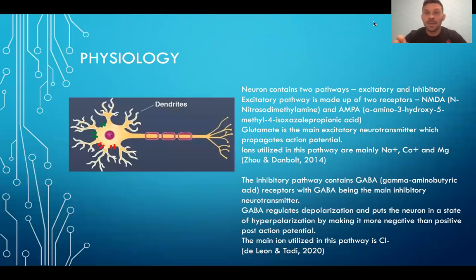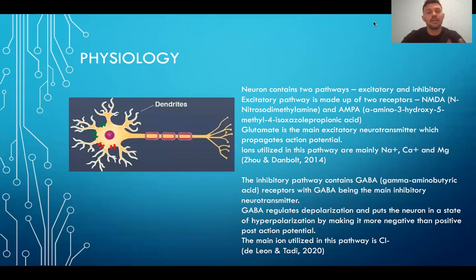And glutamate is the main excitatory neurotransmitter for those pathways. So what happens is the glutamate is activated, and that causes an influx of positively charged ions, being calcium, magnesium, and sodium. These ions cause the neuron to become positive, resulting in a depolarization, creating an action potential.